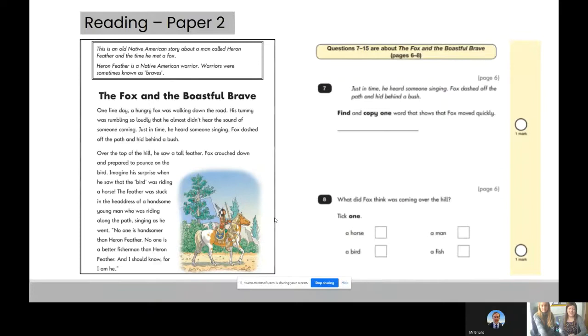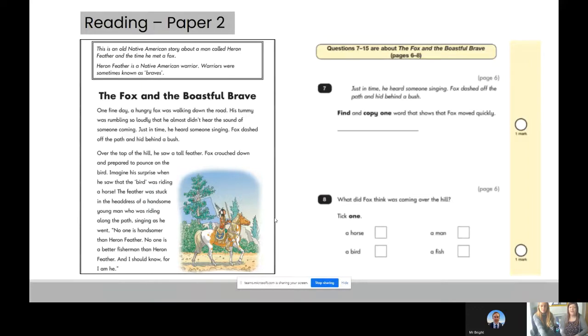And again, the children do have to have quite a bit more stamina to read all of the text. Again, we tell them just to read a bit, go and look for keywords in the questions and go and answer the questions bit by bit, as opposed to trying to read it all at once. So again, over on questions 7 and 8, you will see just some more question types. So find and copy one word.